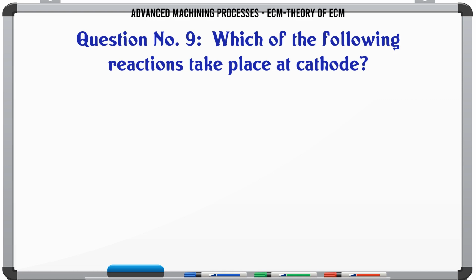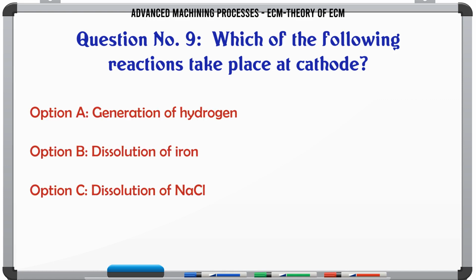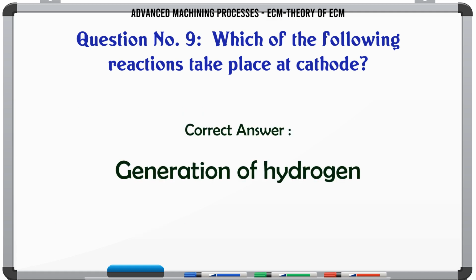Which of the following reactions take place at cathode? A: generation of hydrogen. B: dissolution of iron. C: dissolution of NaCl. D: all of the mentioned. The correct answer is generation of hydrogen.